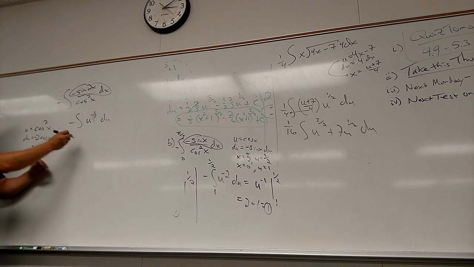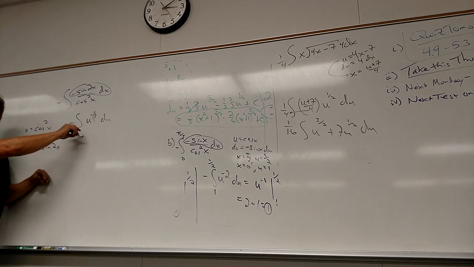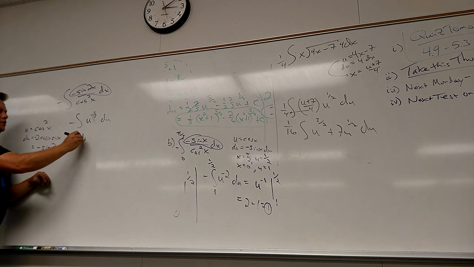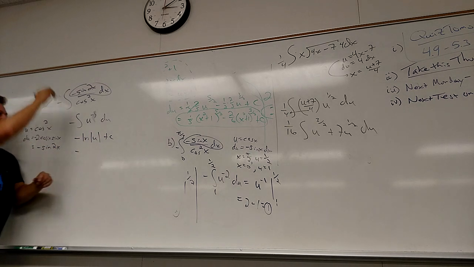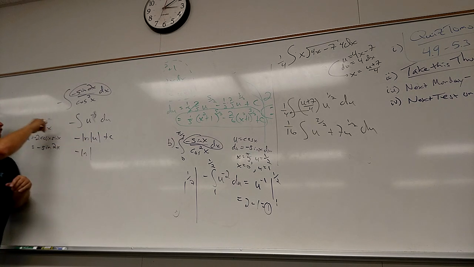Okay. And then this, just to finish this out, what is the integral of this? Yeah, so this would be ln u plus c, and then you bring back in, I didn't make it definite, so you have to just ln of cosine squared.